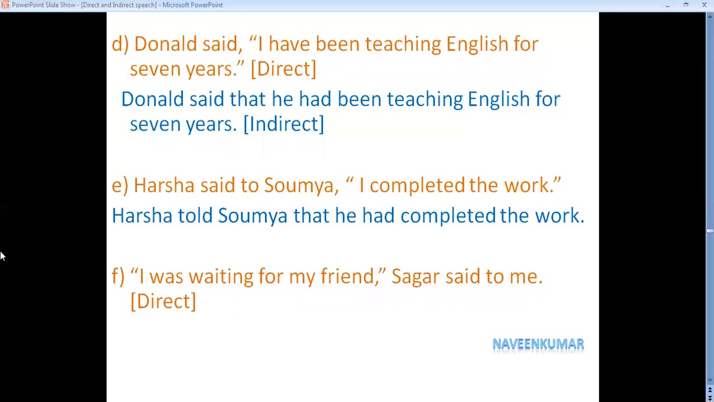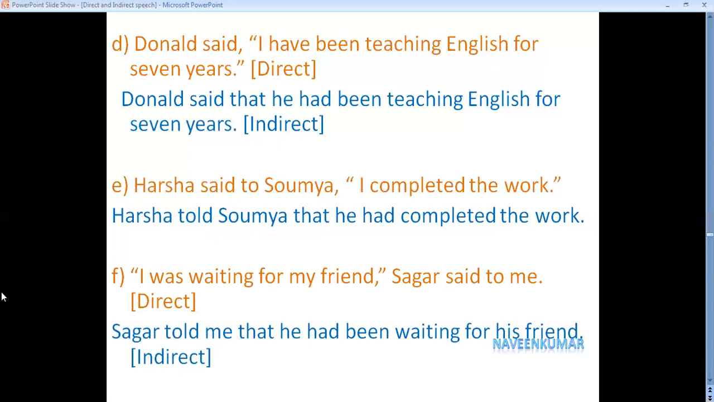I was waiting for my friend, Sagar said to me. So identify the tense of the direct speech here. I was waiting for my friend. Which tense is that? Past continuous. If the direct speech is in past continuous, indirect should be in past perfect continuous tense. Sagar told me that he had been waiting for his friend.